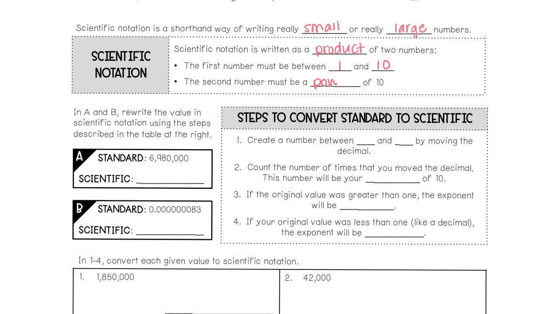The first number has to be a number between 1 and 10, and the second number must be a power of 10. And that looks like writing times 10 to the fourth power. And that exponent can be a multitude of different numbers. That's just an example I'm giving you for right now.